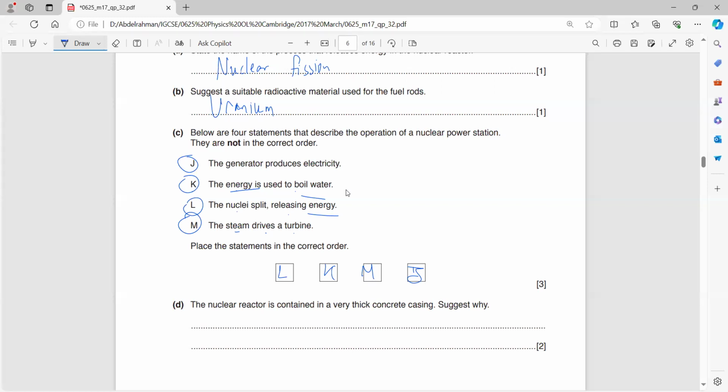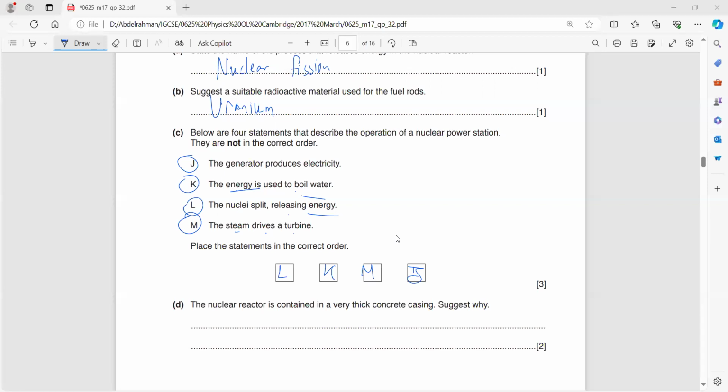The nuclear reactor is contained in a very thick concrete casing. Suggest why. Someone said it's very dangerous. To prevent leakage because it can be toxic. Any answers? To prevent the escape of any ionizing radiations. They're all correct.